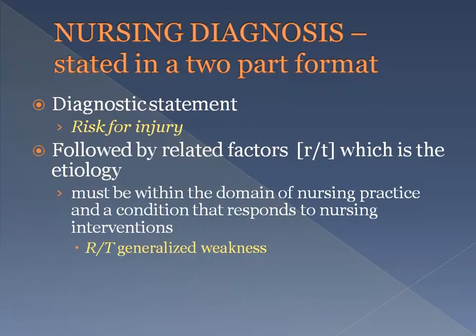The second component of a nursing diagnosis is going to be the related factors, or the etiology. This must be within the domain of nursing practice and a condition that responds to a nursing intervention. So I've got, for example, here, related to is the RT, generalized weakness. So if you put the two components together, we would say the patient has a risk for injury related to generalized weakness.